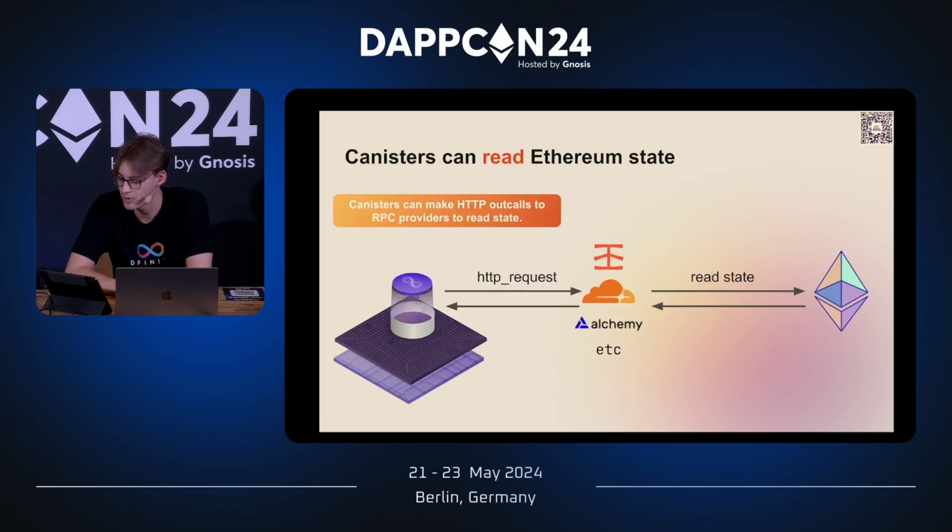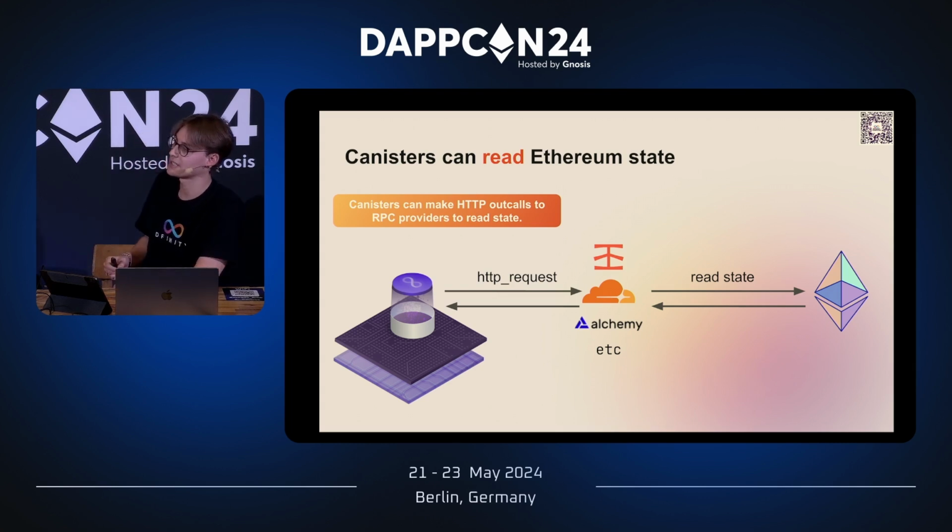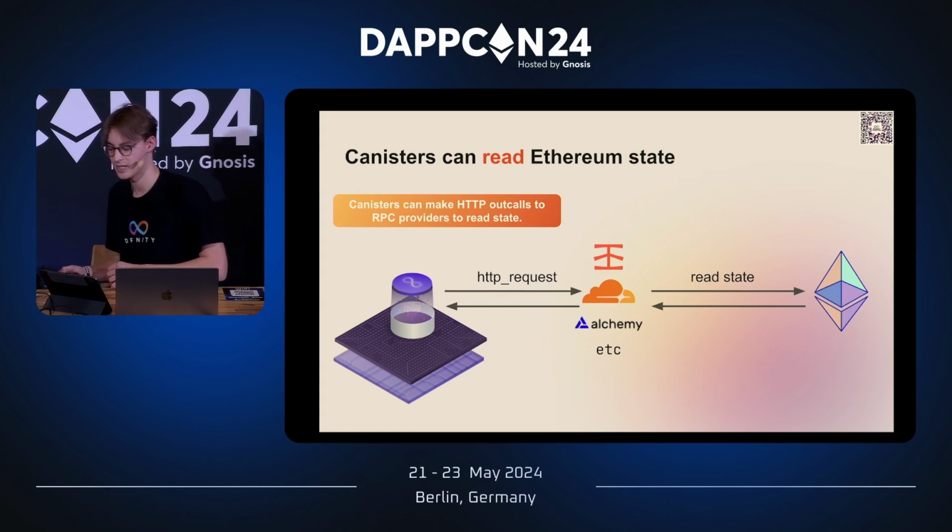So now that we know about the unique features, let's talk about how canisters can leverage those to interact with Ethereum. And with the HTTP outcall feature that I mentioned earlier, canisters can actually read state from Ethereum. And they do that by making an HTTP outcall to an RPC provider with their request. For example, they want to get the logs for an event. And the result then becomes available in the context of the smart contract after the response gets back.